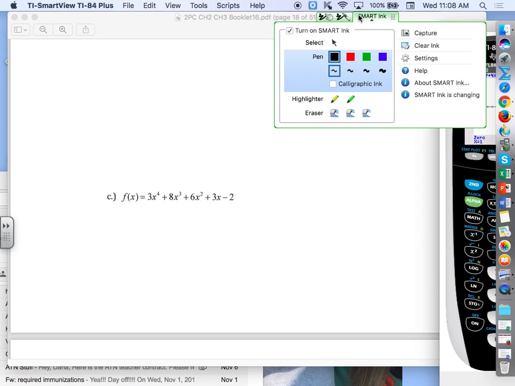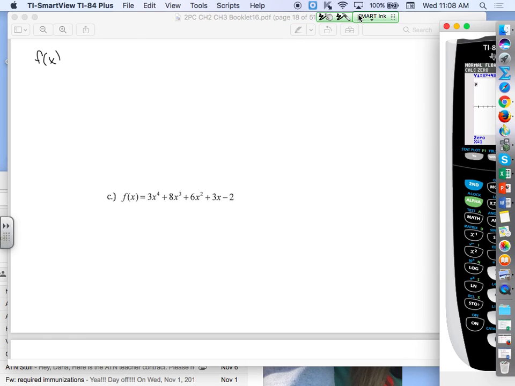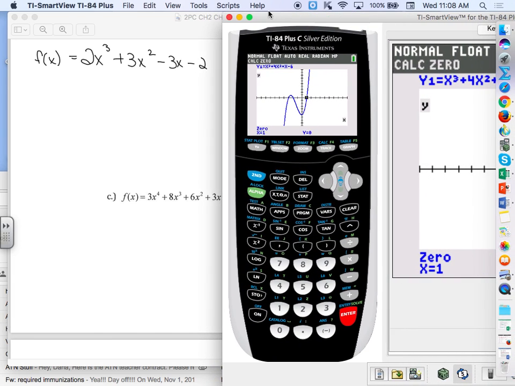All right, it'll be the same process. So let's do 2x cubed plus 3x squared minus 3x minus 2. All right, so we'll put this in the calculator. We'll come up with one of the roots.